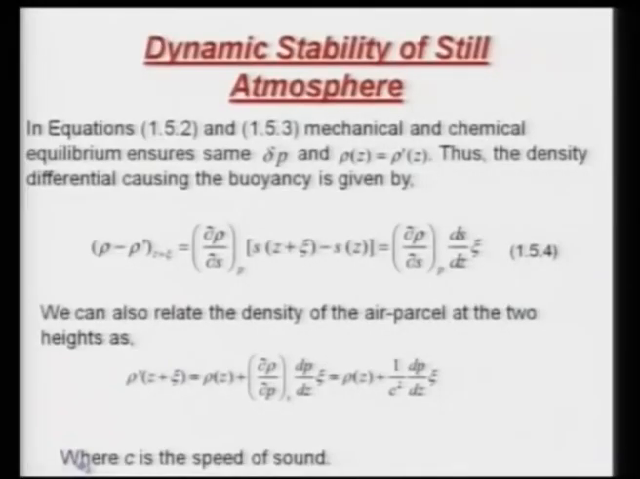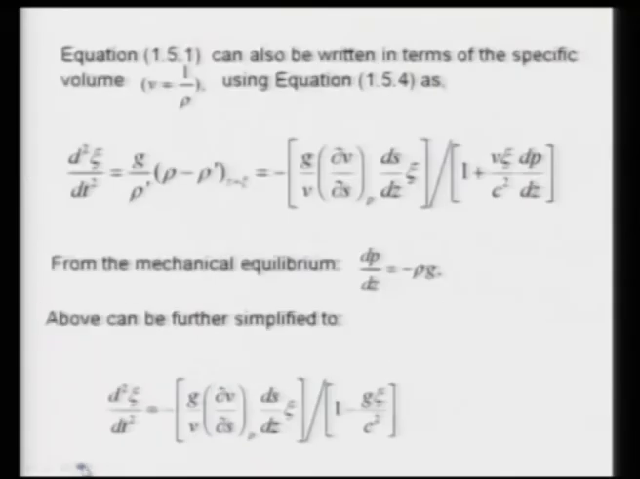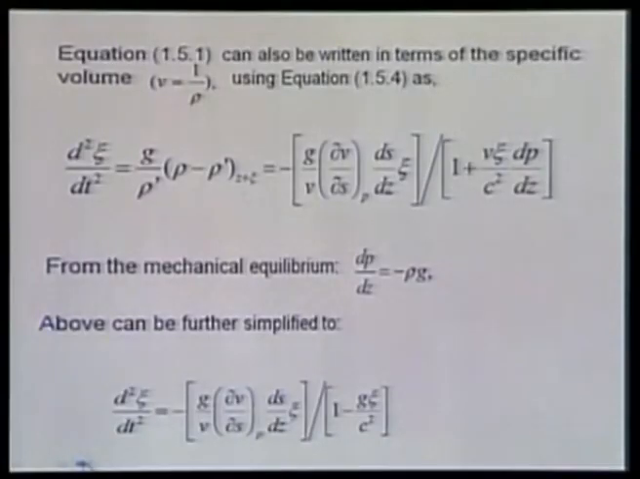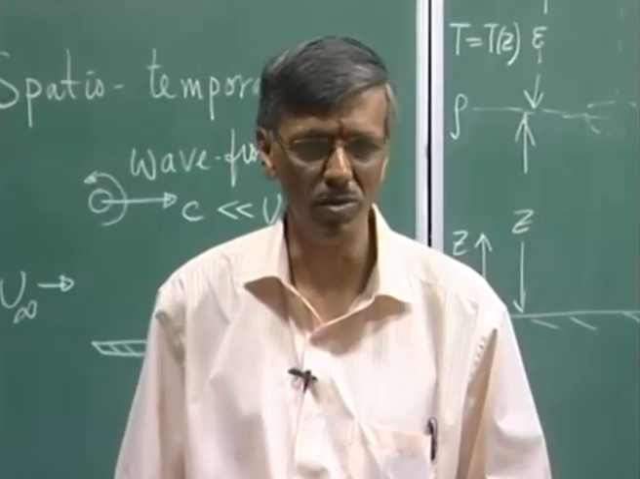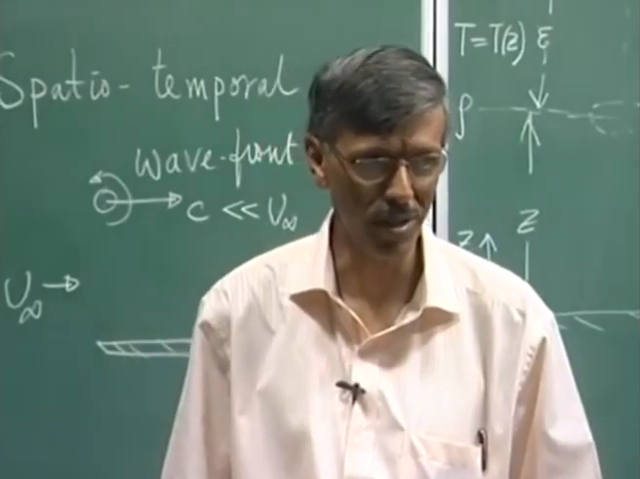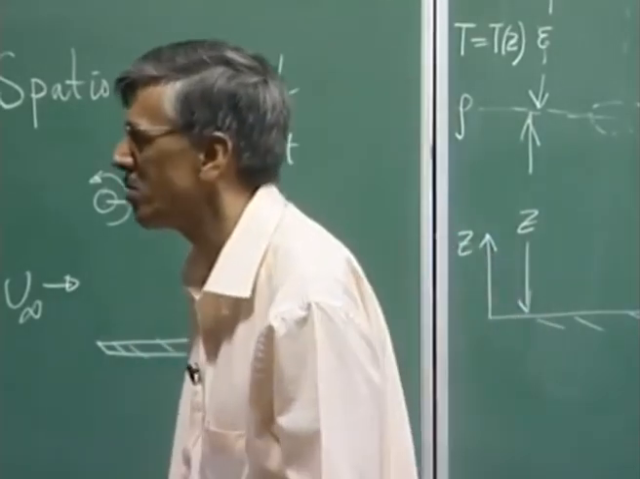Okay. Now, having done this part, what we could do is some additional manipulation. Say, for example, I have introduced a specific volume, which is nothing but the reciprocal of density. What is specific volume? Volume per unit mass, right. So, that is your specific volume.